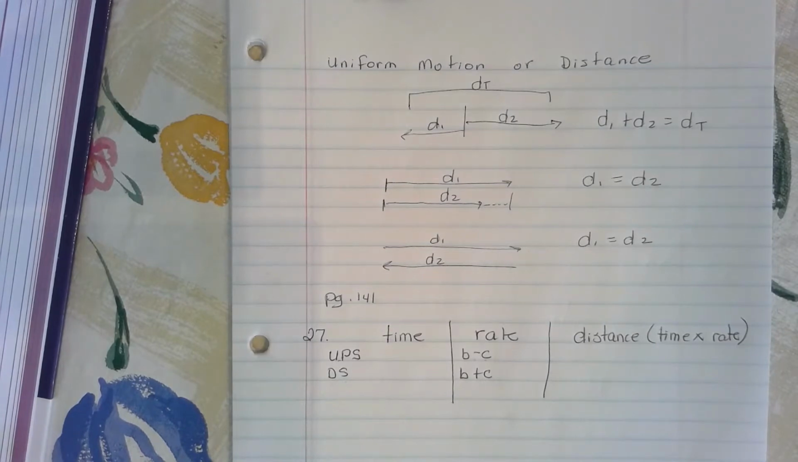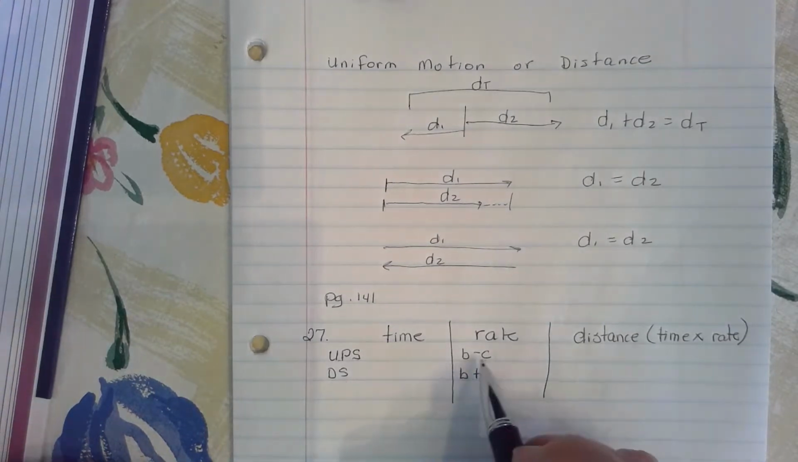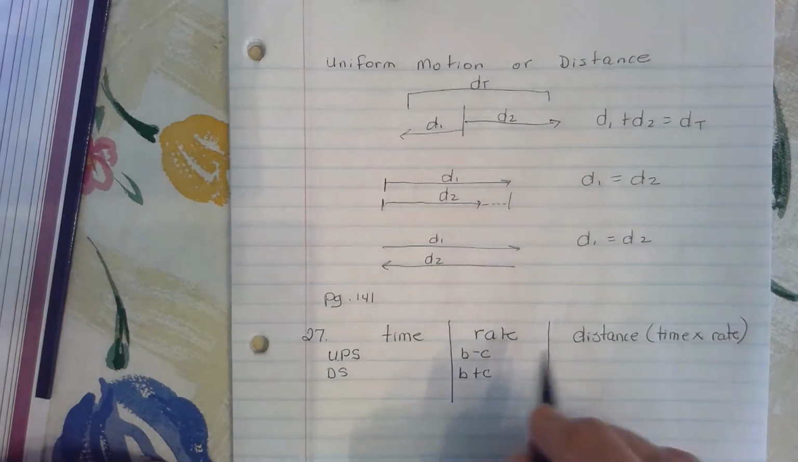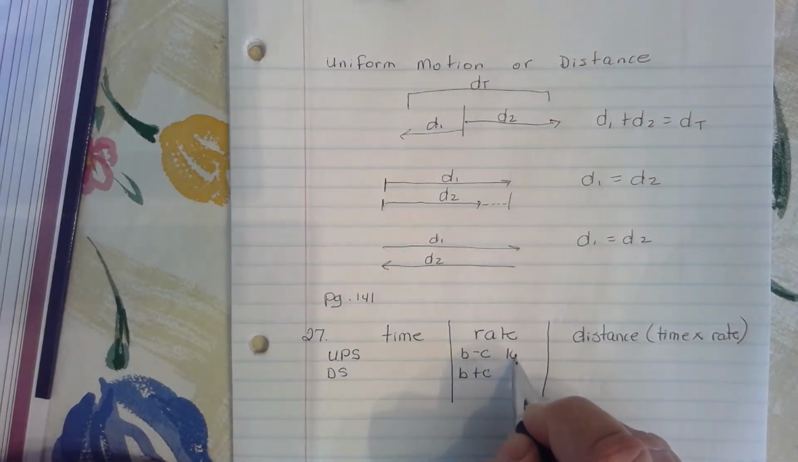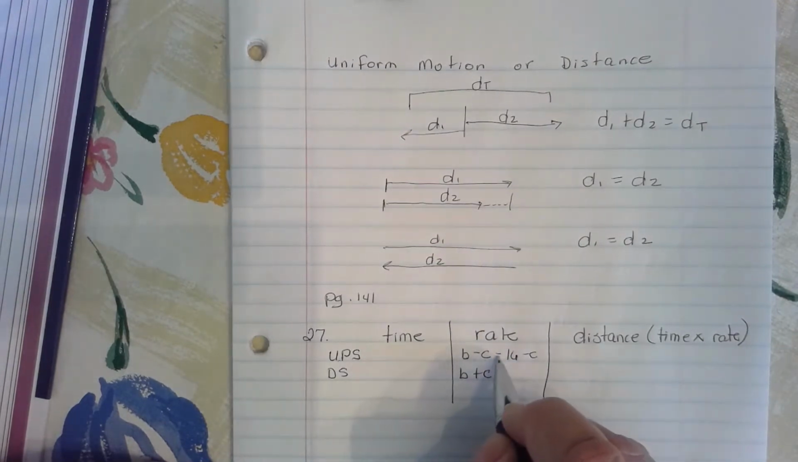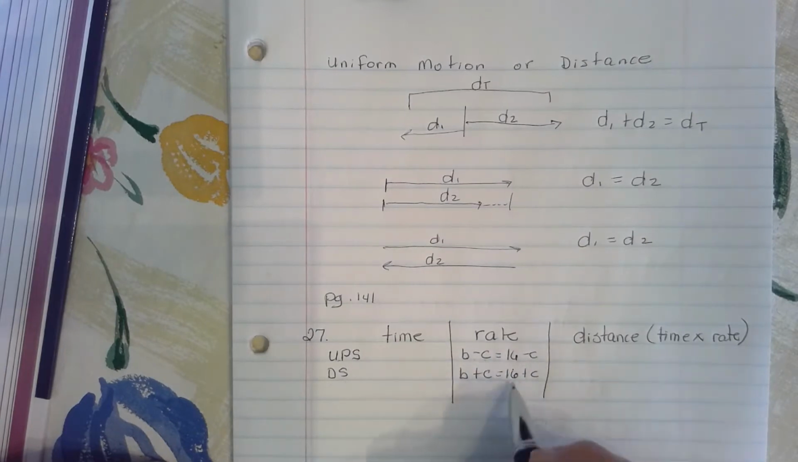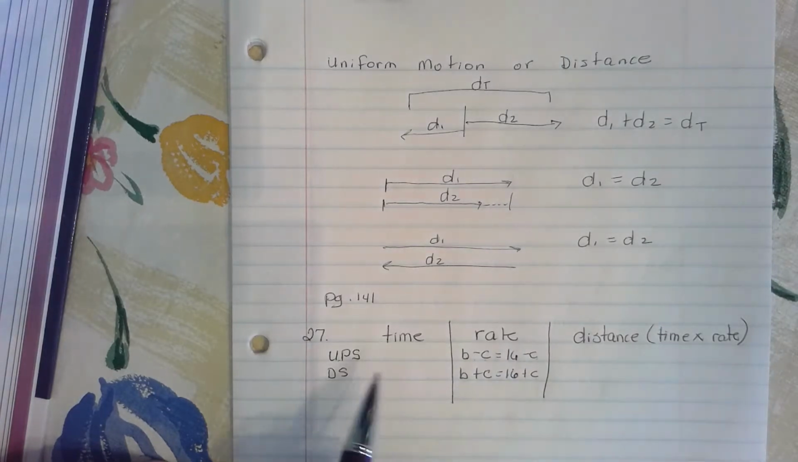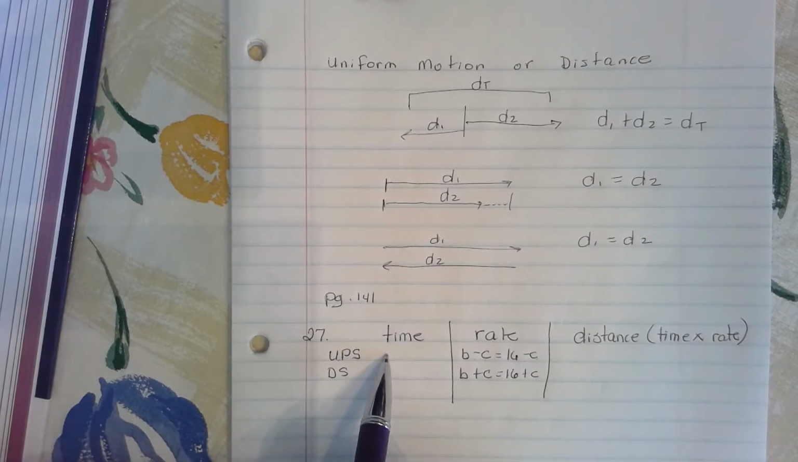You go on and read in the problem, and it tells us that the boat by itself can do 16 miles per hour. So these two become 16 minus C and 16 plus C. It also tells us that the time for going upstream was 20 minutes.